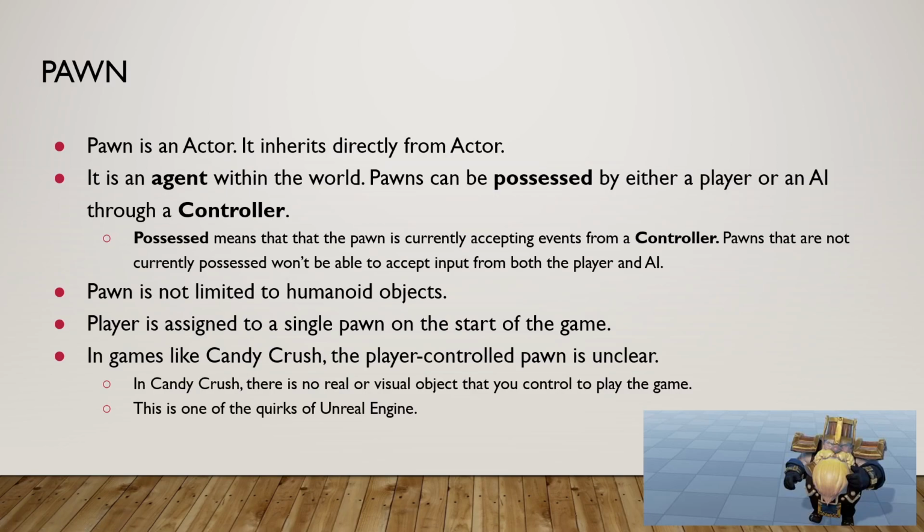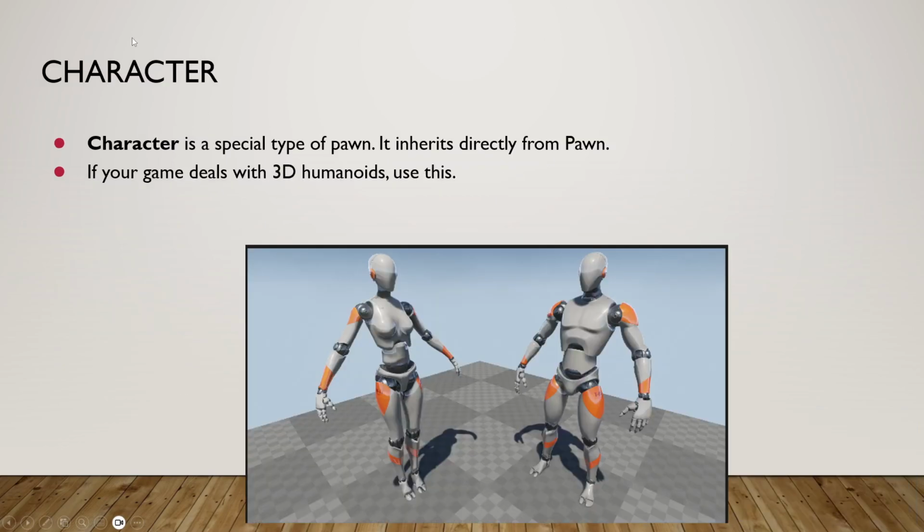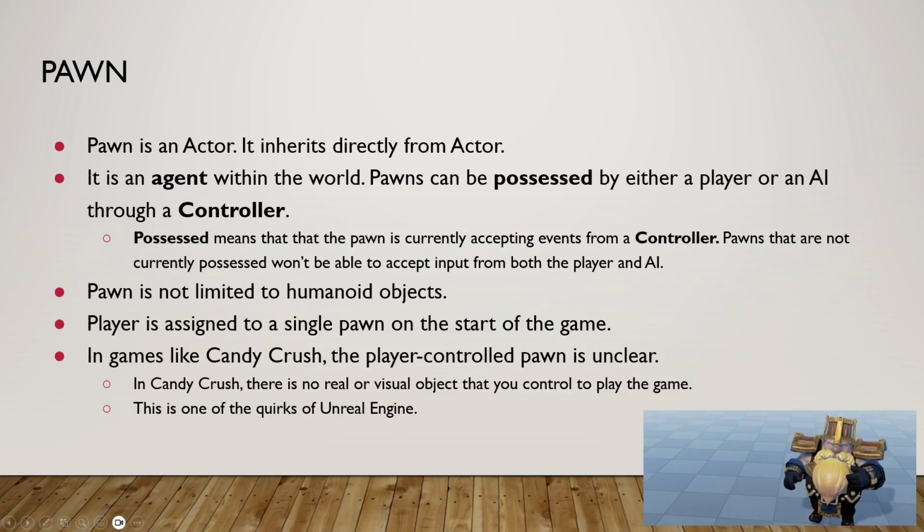An example of this is a car. Think about a car. You have to take control of a car. You have to make it move around. That is a pawn. But it's not a character, because you don't really need the humanoid aspect. I mean, technically it could be a character, but it's better as a pawn.